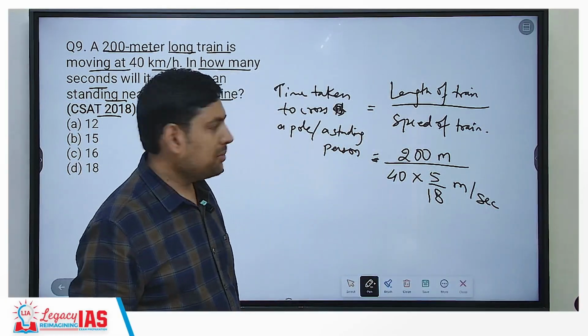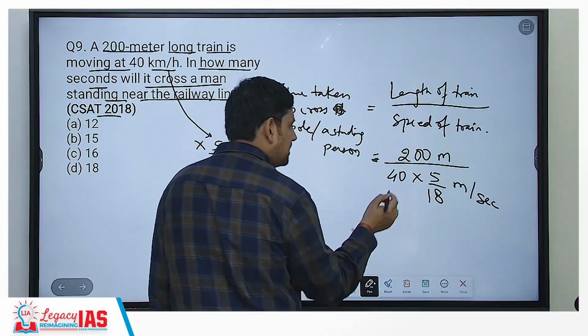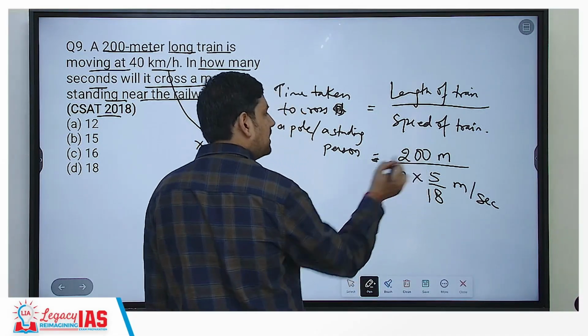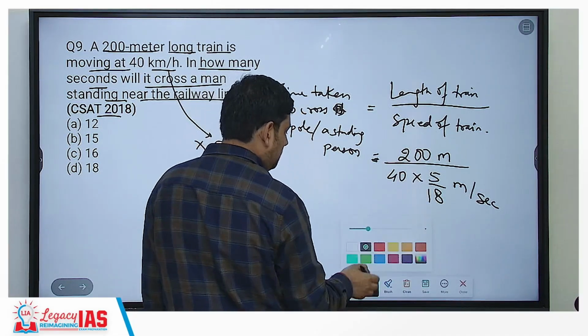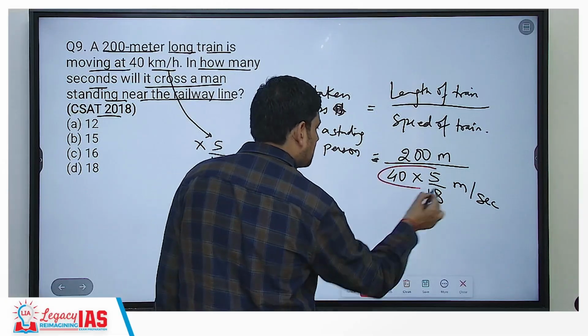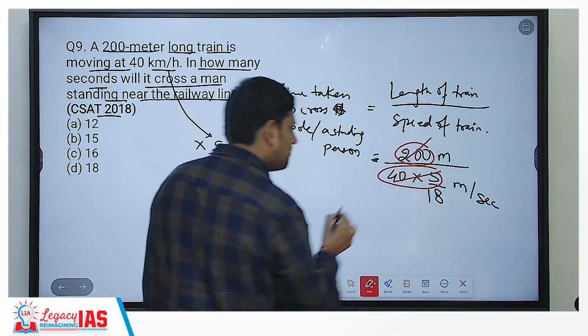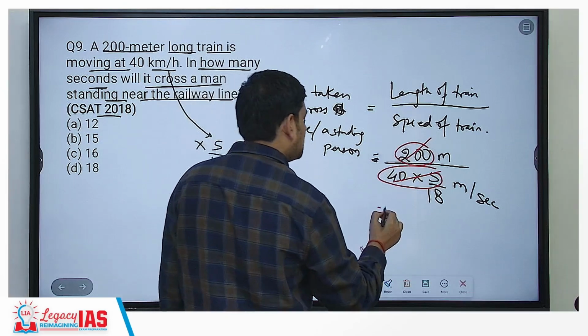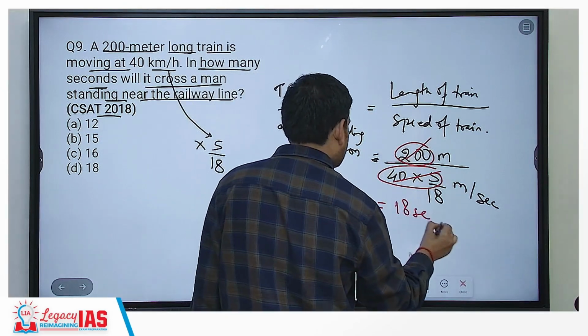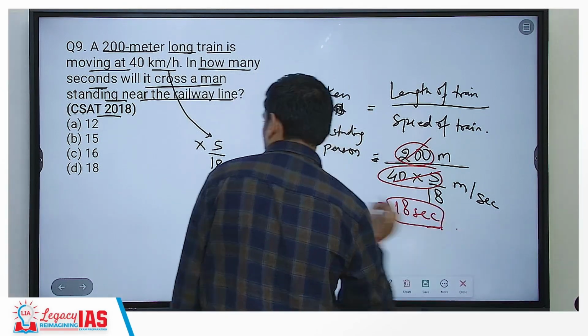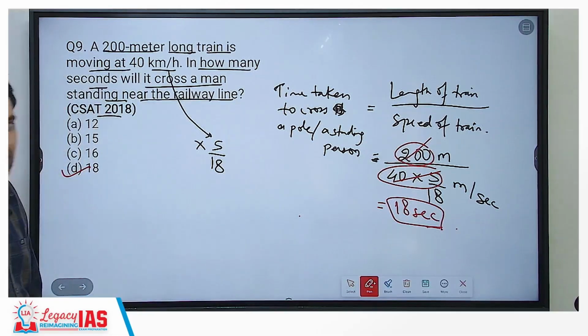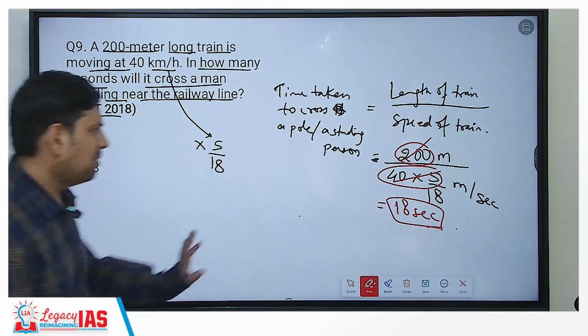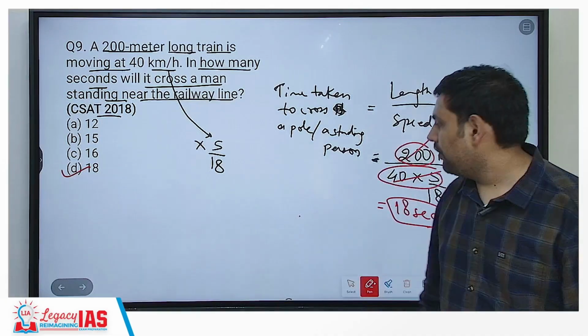Correct? How many times will this get cancelled out? Can you see 40 into 5 is also 200 and this is also 200? Correct? 40 into 5 is 200. This is 200. You can cancel both of them. What you get, 18 will go above. So you will get 18 seconds as your answer. So your answer becomes 18 seconds. Same as before.